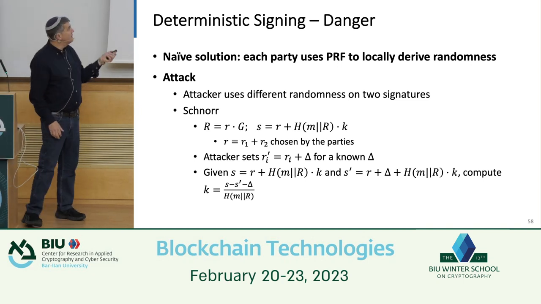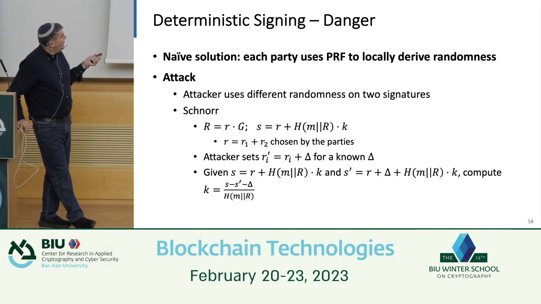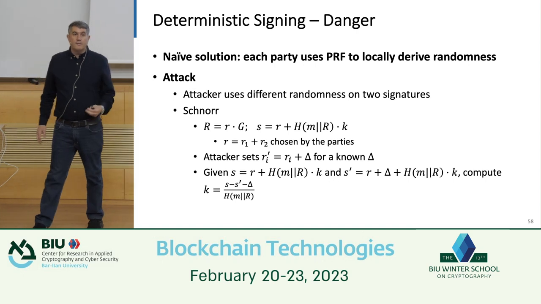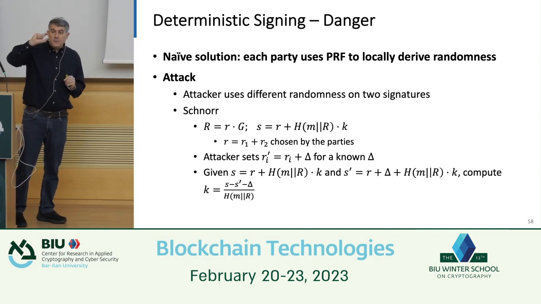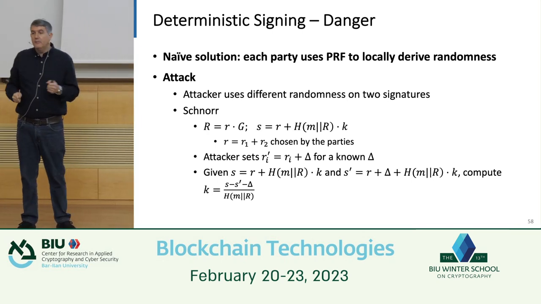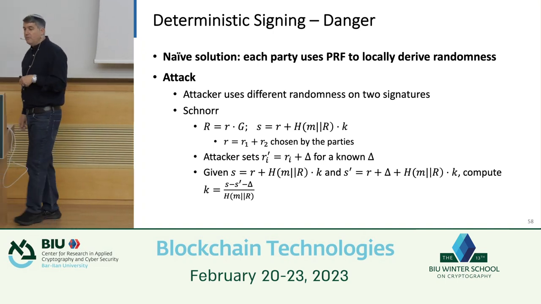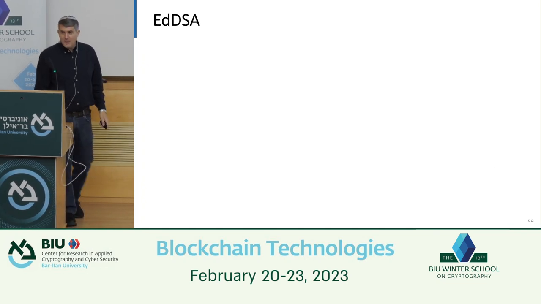And what you can see is that if you're given the signatures s and s', here you have r plus this, and this is r plus delta plus this, and you know delta, then if you subtract s from s', the r's fall away. You can subtract delta because you know delta, and then you simply get the same key extraction as if you knew the nonce completely. So in fact, getting two signatures where you know the difference between the nonces is the same as getting a signature where you actually know the nonce value, and you are able to extract a secret key. So I'm not giving you a solution to deterministic signing, I'm giving you a non-solution. Don't do that. Okay, what about EdDSA?